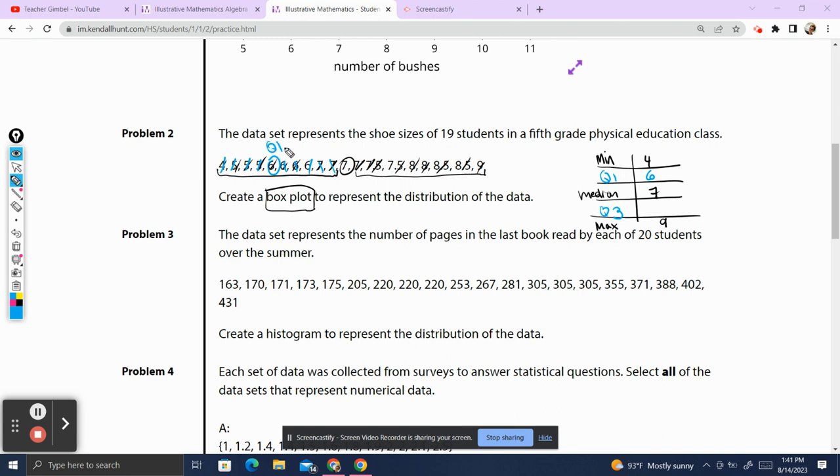I'm going to label it right here. I'm going to put this as median, here as min, and here is max. And then do the same thing on this side. If I cross out 1 at the bottom, I cross out 1 at the top.